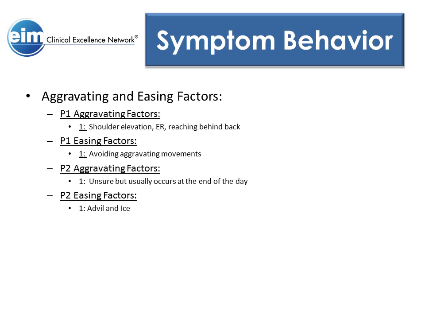Some of the aggravating factors for P1 are shoulder elevation, external rotation, and reaching behind her back. To ease the pain, just avoiding these motions helps. For P2 aggravating factors, she is unsure. It usually occurs at the end of the day, so it could be from guarding or from stress. P2 easing factors: she takes Advil as well as ice on her neck.